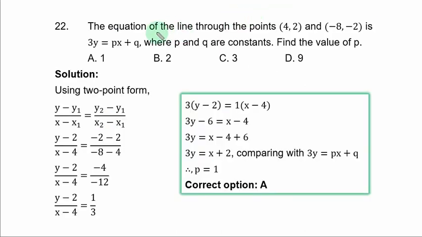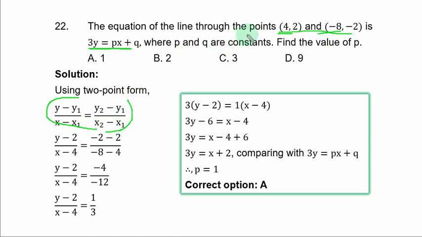Question 22. The equation of the line through the points (4, 2) and (-8, -2) is 3y plus px equal to q, where p and q are constants. Find the value of p. What you do here is simple. Form an equation using these 2 points and compare it with this. Such an equation can be formed using the point-gradient form of equation.